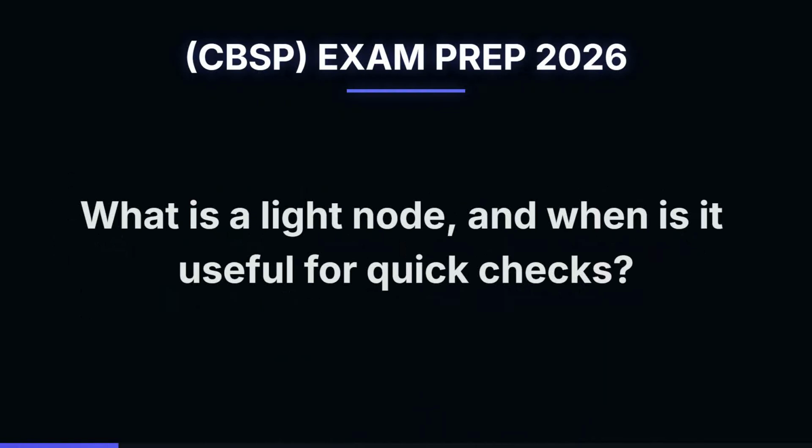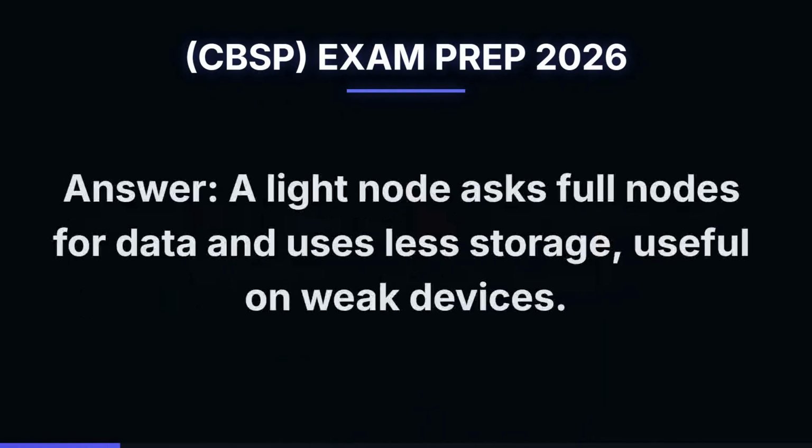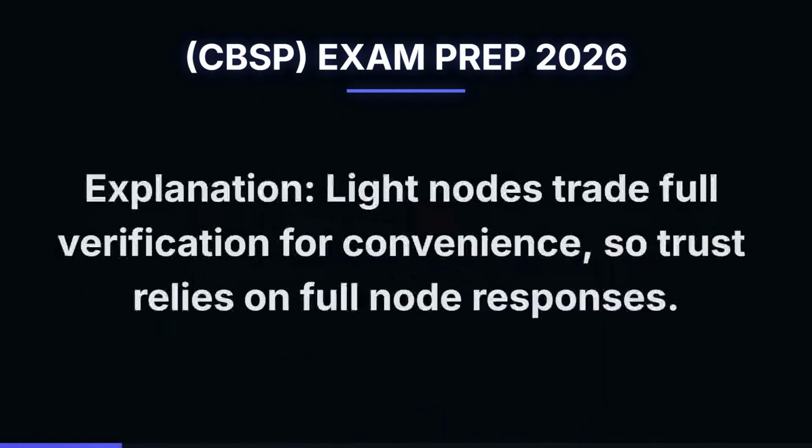11. What is a light node, and when is it useful for quick checks? A light node asks full nodes for data and uses less storage, useful on weak devices. Light nodes trade full verification for convenience, so trust relies on full node responses.